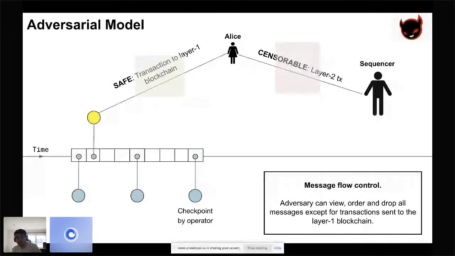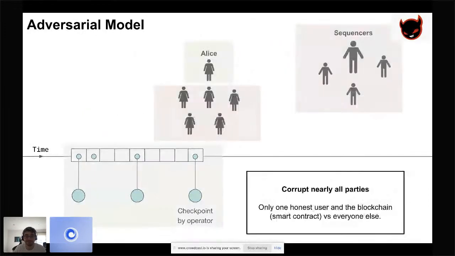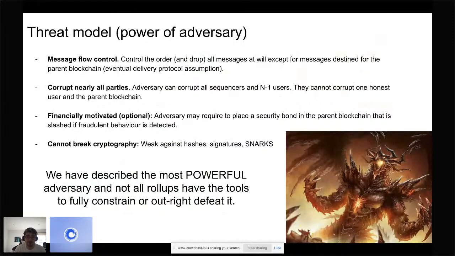On the layer 2 system, the adversary has complete control over the message flow control. What we also assume is that the adversary can corrupt nearly every single party on the layer 2 system. The only party that the adversary cannot corrupt is Alice, the honest party, and the layer 1 blockchain, which is Ethereum. Otherwise, everything's corruptible, everything can be taken over. The adversary has full control over that. Now, what I've described is basically the most powerful adversary possible. They control all messages, they can corrupt all parties. The only thing they can't break is cryptography or Ethereum.